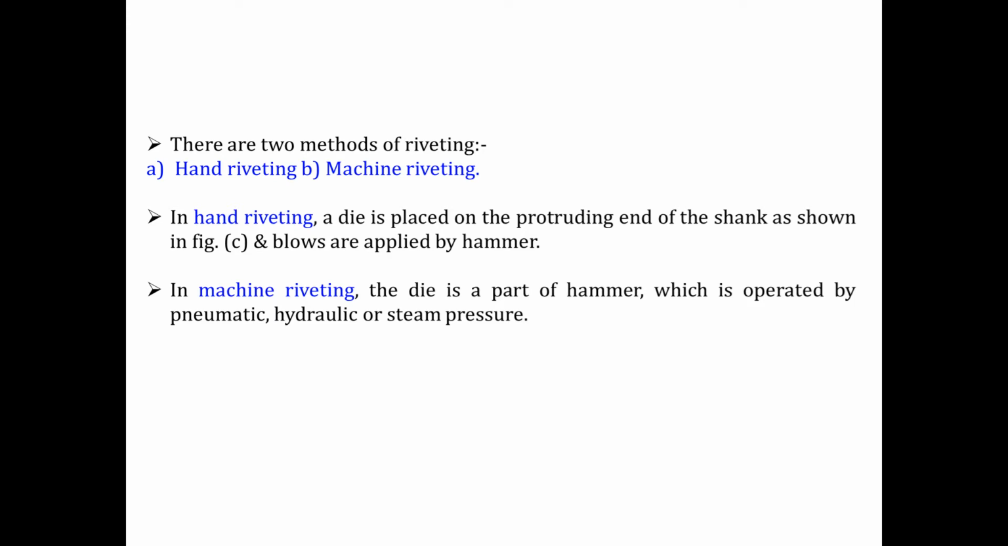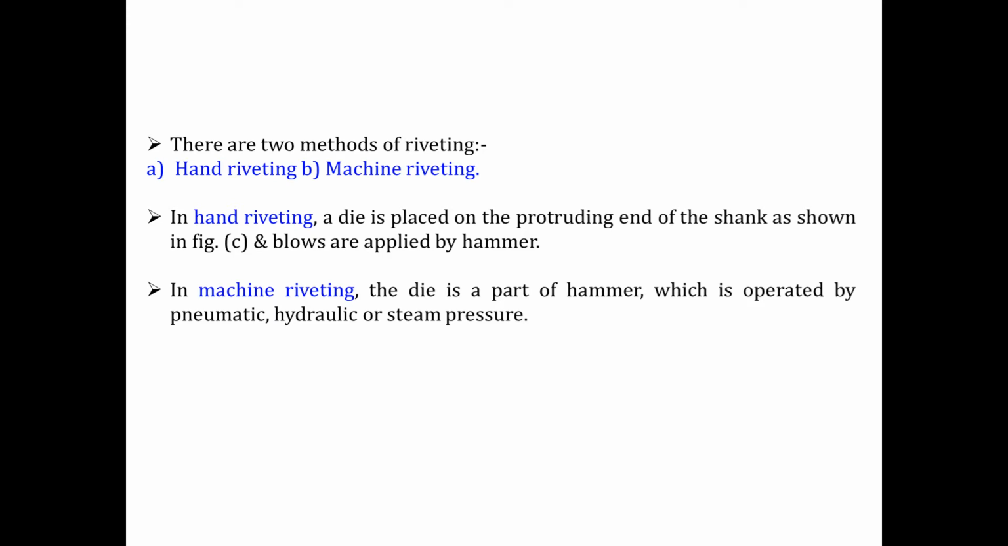In machine riveting, the die is a part of the hammer. In hand riveting, externally we are using a hammer on the die to form the closing head of the rivet. But in machine riveting, the die is a part of the hammer, acting as a hammer, which is operated by pneumatic or hydraulic or steam pressure.